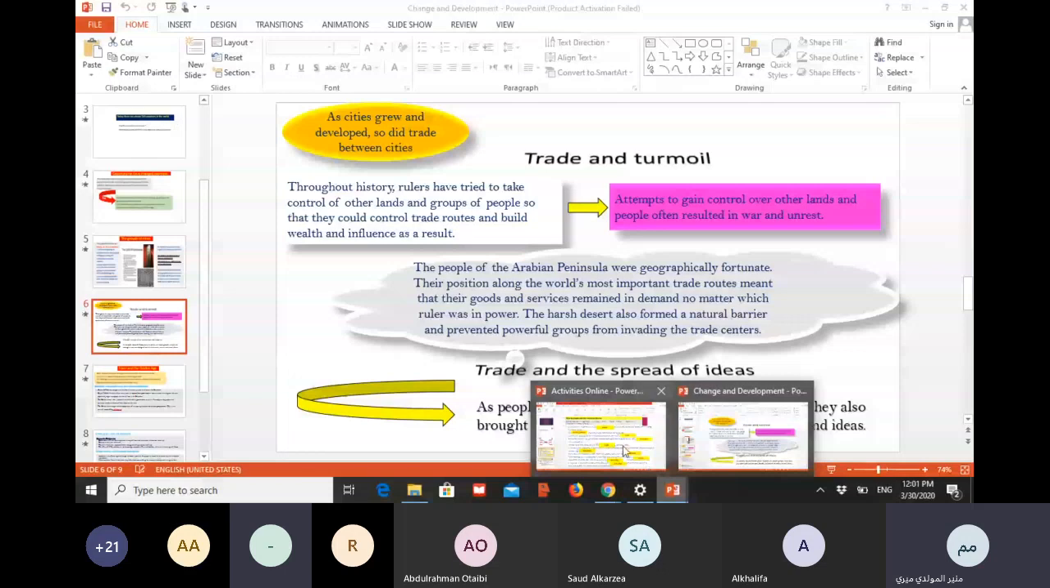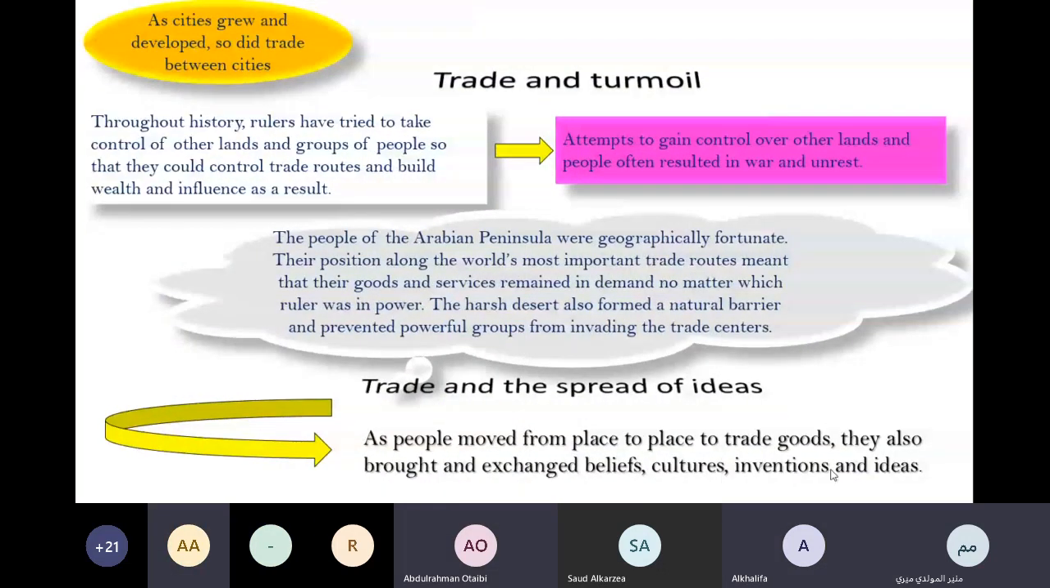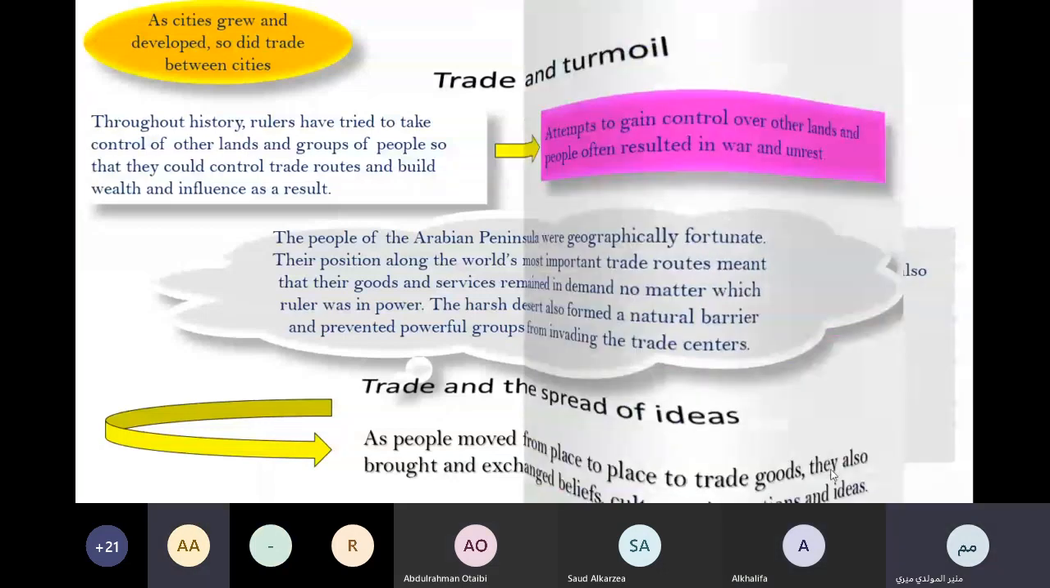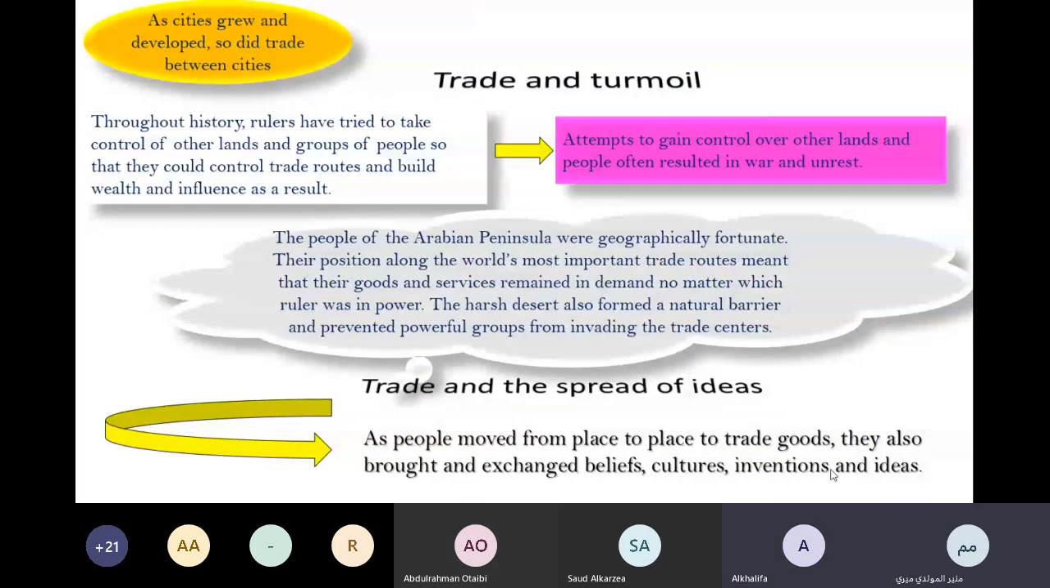Teacher, I want to volunteer to read the next slide. Teacher, can I read? Me, teacher. Who is it? The next paragraph is trade and the spread of ideas. Okay, read it, Abdullah, please.